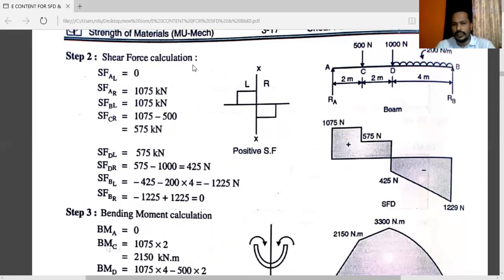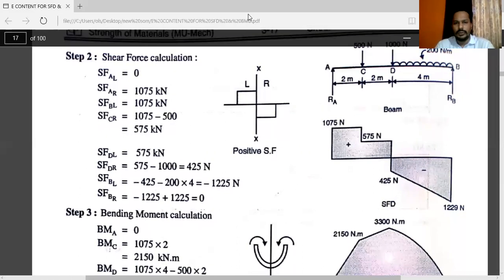Shear force calculations. Here I am explaining the concept of shear force. You know what is meant by positive shear force and what is meant by negative shear force. Accordingly, you have to put the values here and you will get the answers. See, first of all, you have to start from point A.